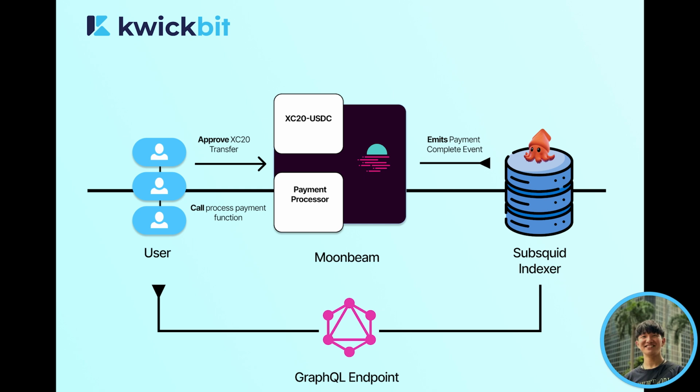Now, let's take a look into the structure of this flow. First, the user will have to approve the amount of tokens to be transferred out of their balance to the smart contract by calling the approve function on the XC20 contract. Then, the user will invoke the process payment function on the payment processor smart contract. We'll later dive into more detail on how this works. And then finally, we have an indexer that will be listening for payment complete events, then serve those events back to the front end via GraphQL.